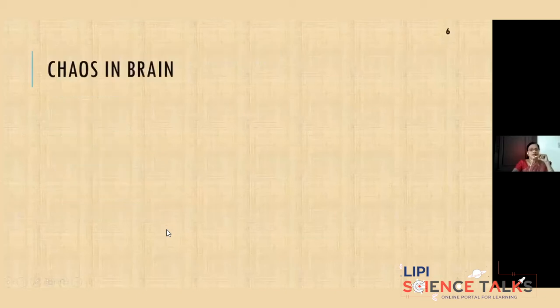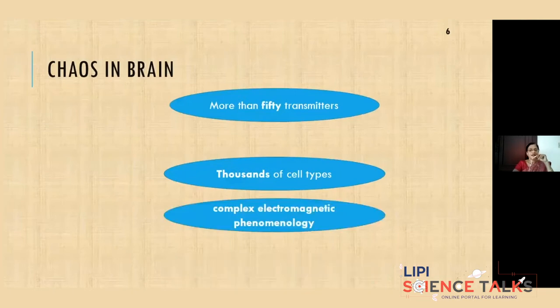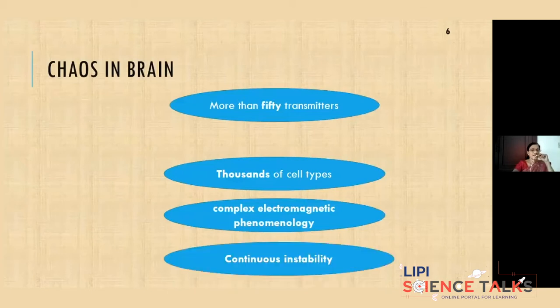Now, suppose there is chaos in the brain. It's not a supposition, there is chaos in the brain. The brain is behaving as a chaotic system, since it has more than 50 transmitters, thousands of cell types, and complex electromagnetic phenomenology. There is continuous instability in the brain, because it is taking stimulations from outside the brain and getting stimulations from inside the brain. That is, other neurons are also influencing the neurons.